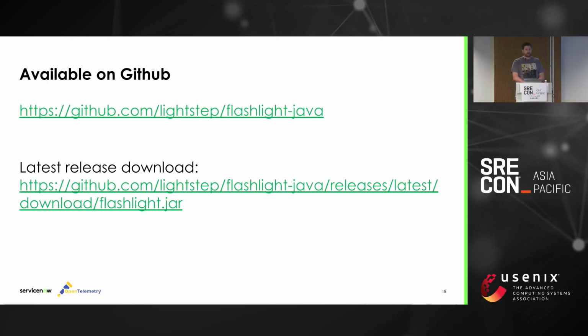Flashlight can be found on GitHub at this location. Feel free to check it out later. To get started, download the latest release here. And then let's do a quick demo to talk about how it works. In this demo, I'm going to use the popular Spring Pet Clinic project as an example, but any project that compiles to Java class files should work.